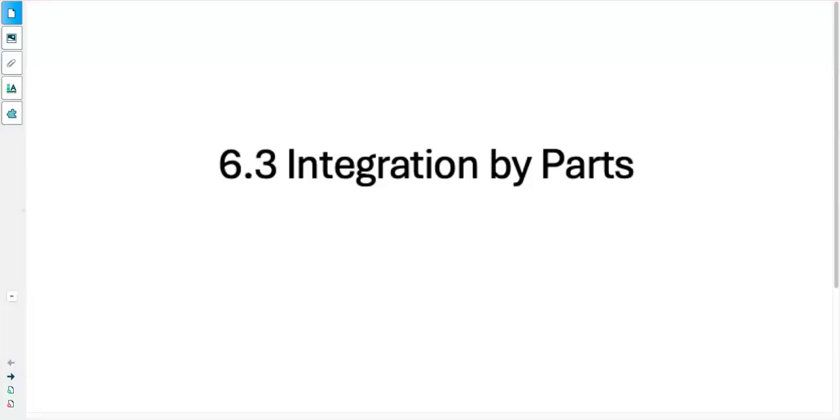Hi, today we're looking at integration by parts. Now, most of the time when we're doing integration by parts, we have two different types of functions occurring. So we'll have a logarithmic, inverse, polynomial, exponential, or trigonometric. So we've got two out of that.